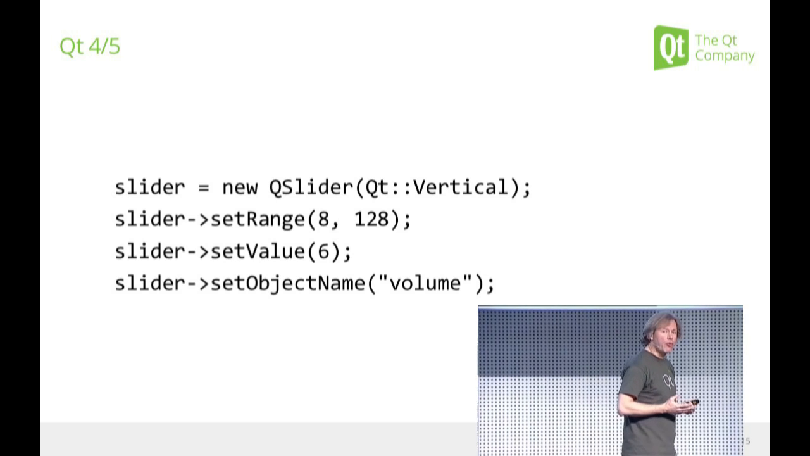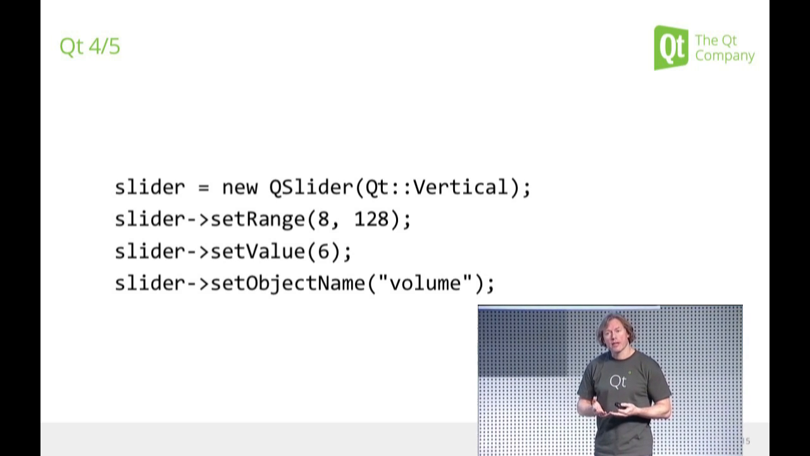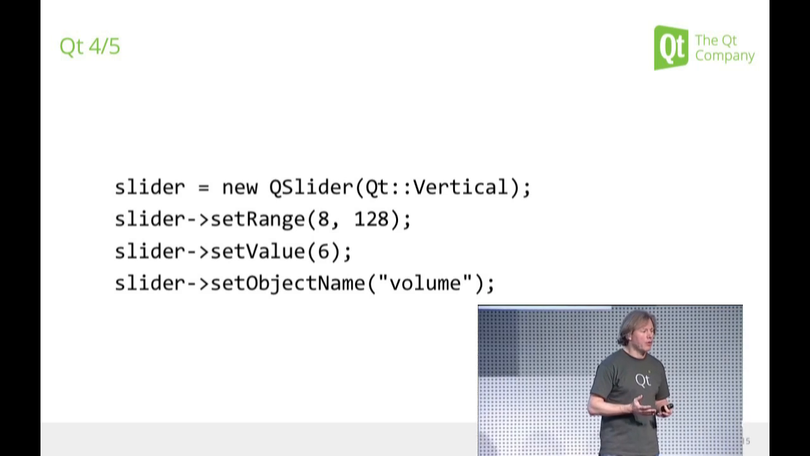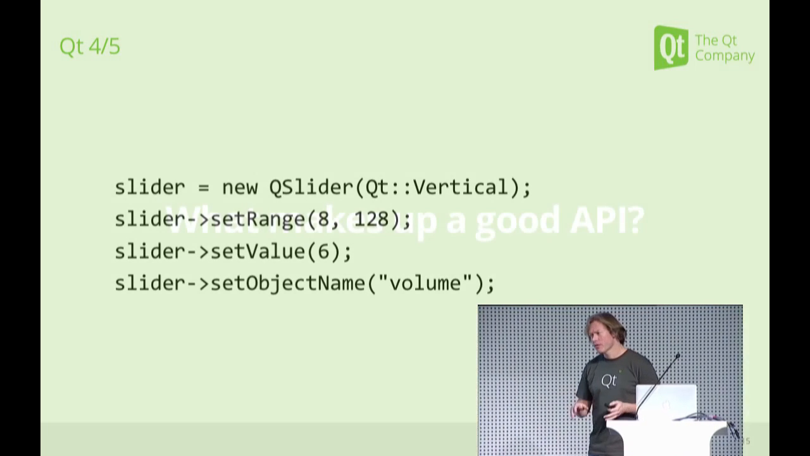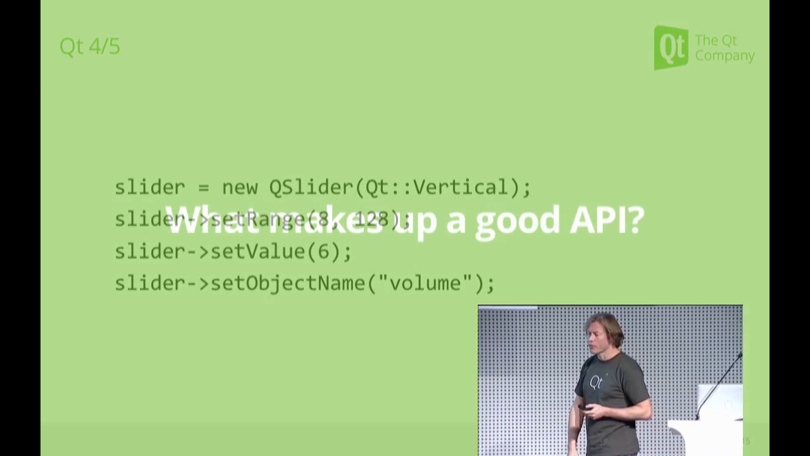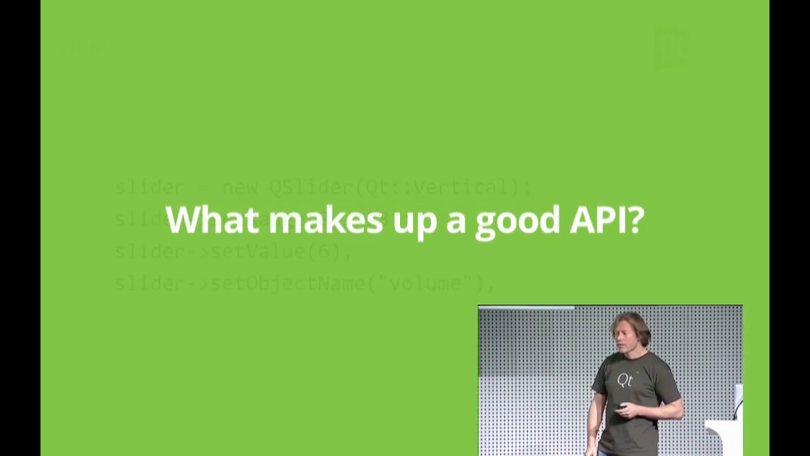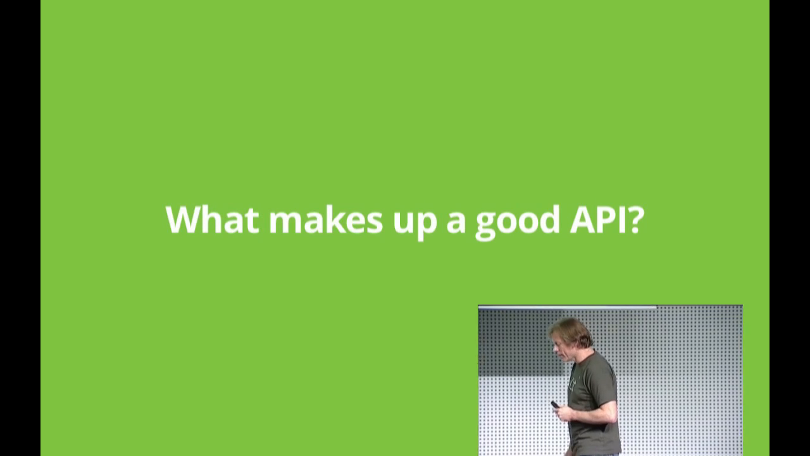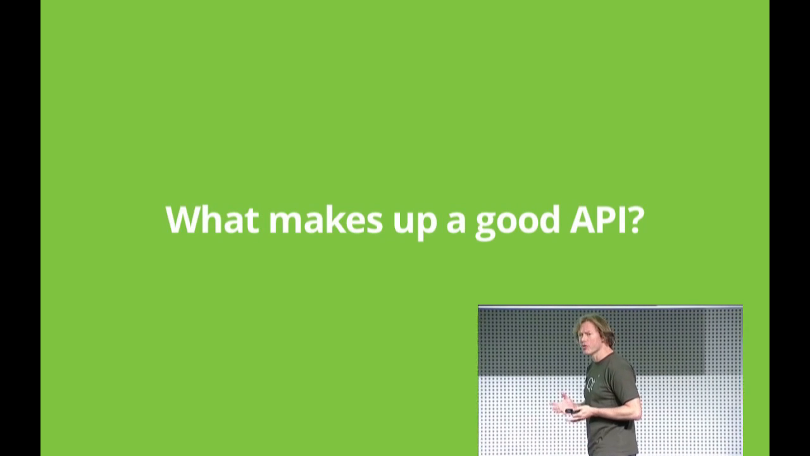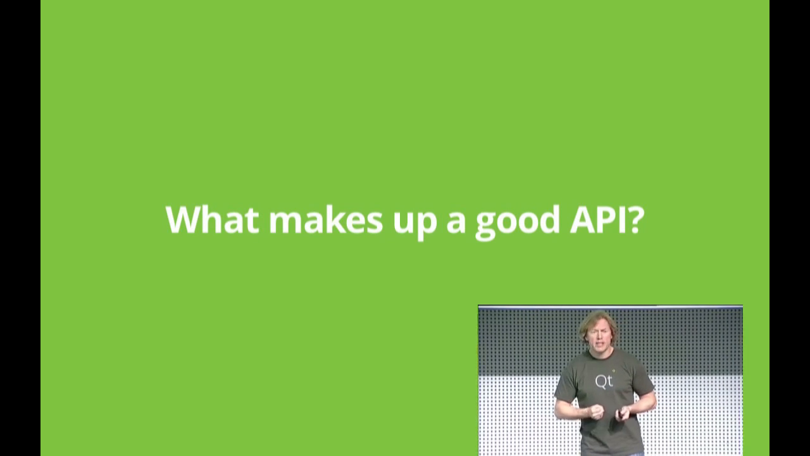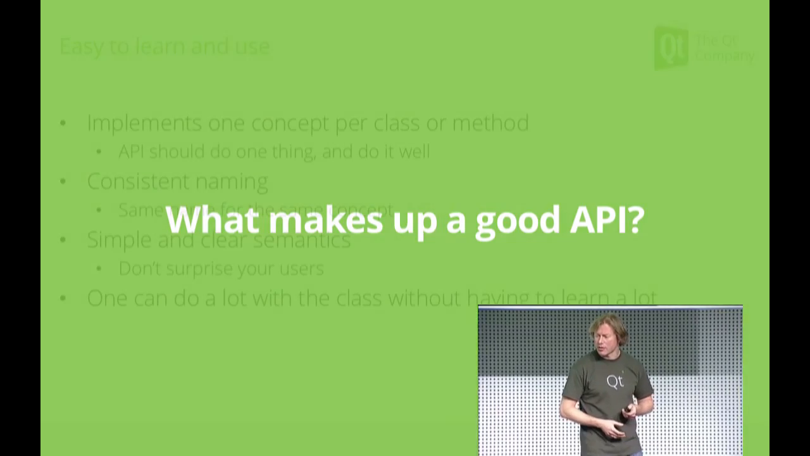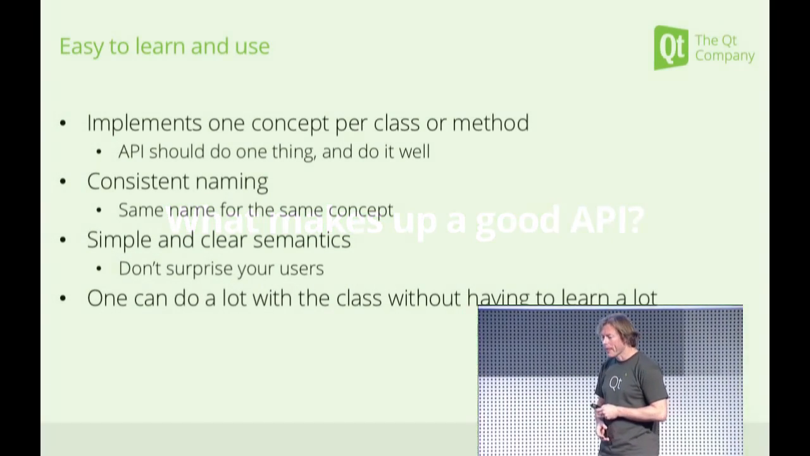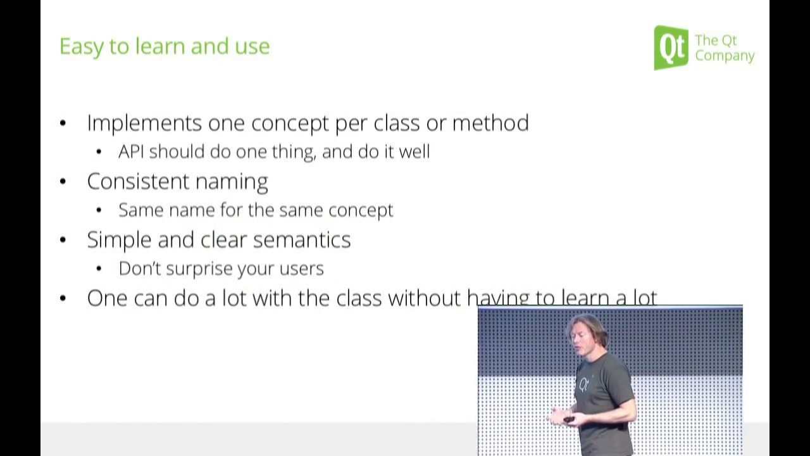So these are important principles that you can look into and think about how you want to apply. And let's now maybe go a little bit away from concrete examples and have a look at what actually makes up a good API. What makes an API good and easy to use? I think there's a couple of common characteristics that we can see. The first one: it's easy to learn and to use.